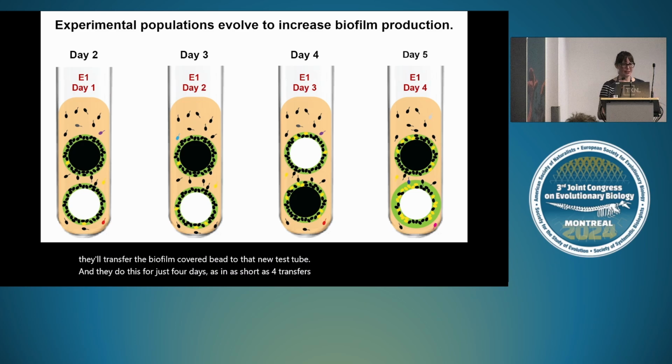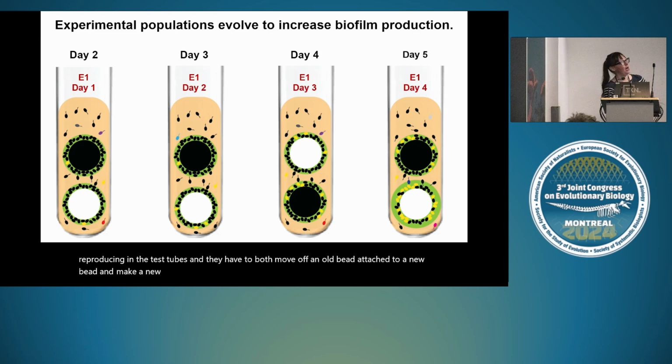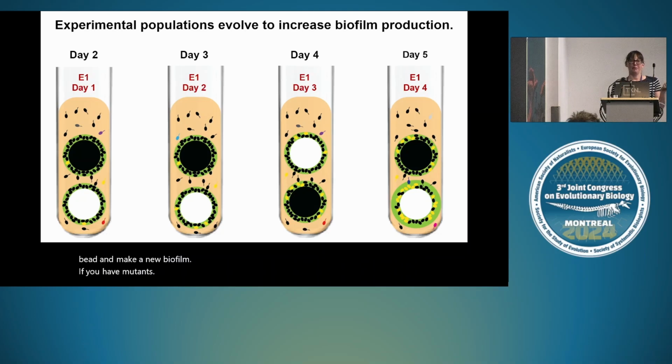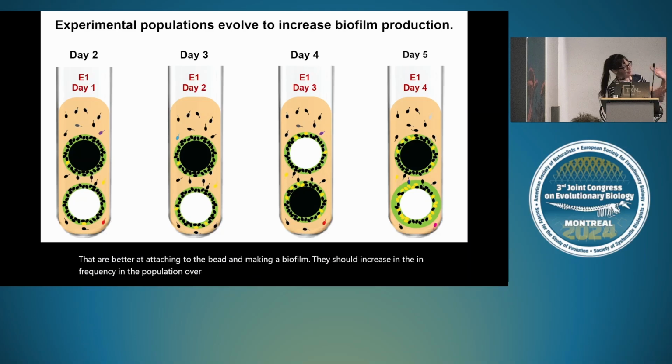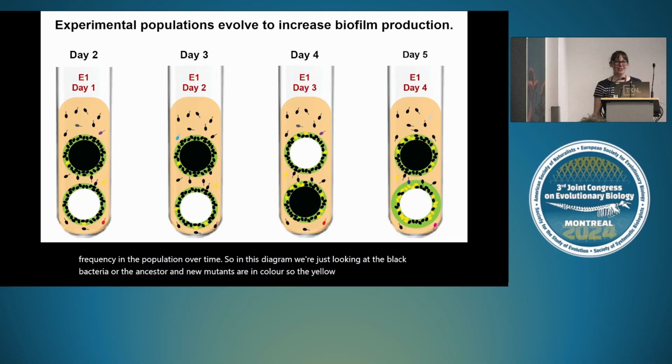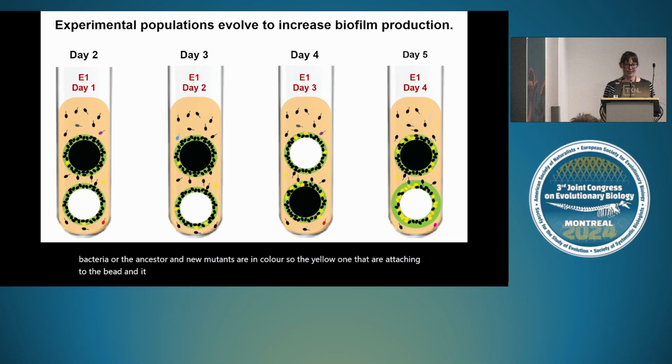And as those bacteria are reproducing in the test tubes, they have to both move off an old bead, attach to a new bead, and make a new biofilm. If you have mutants that are better at attaching to the bead and making a biofilm, they should increase in frequency in the population over time. So in this diagram, the black bacteria are the ancestor, and new mutants are in color, so the yellow one is better at attaching to the bead, and it increases in frequency in these populations.